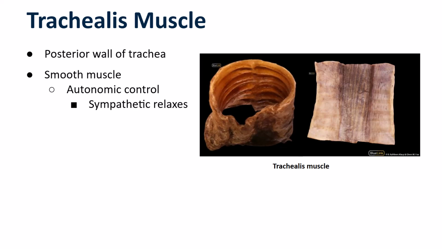So here we can get a better view of the trachealis muscle. Anterior would be this way. There is an example of one of those tracheal rings, and we can see the trachealis muscle there. We can also see the rings incised and then rotated about, and then here is the trachealis muscle posteriorly.